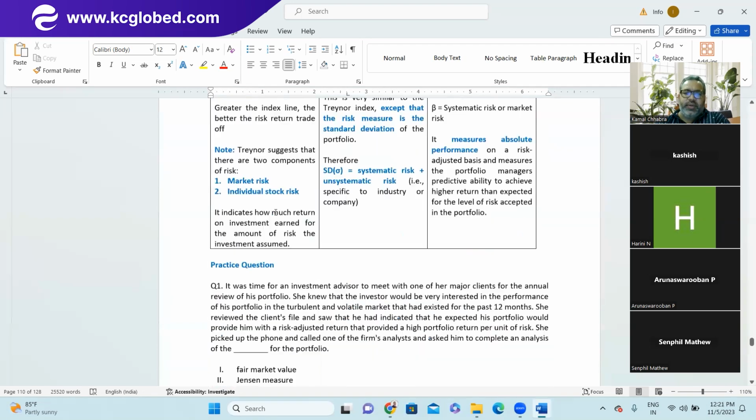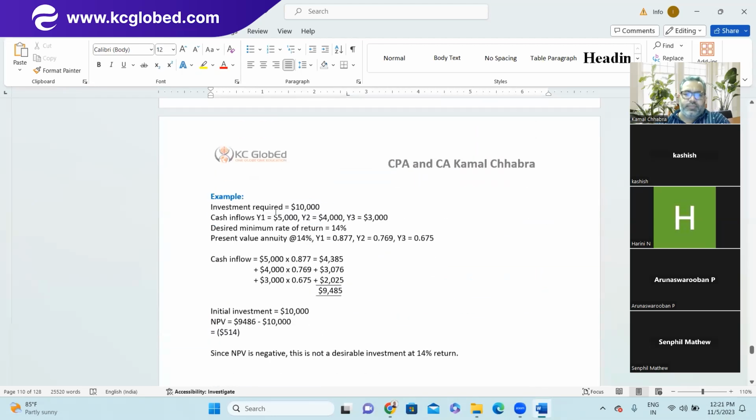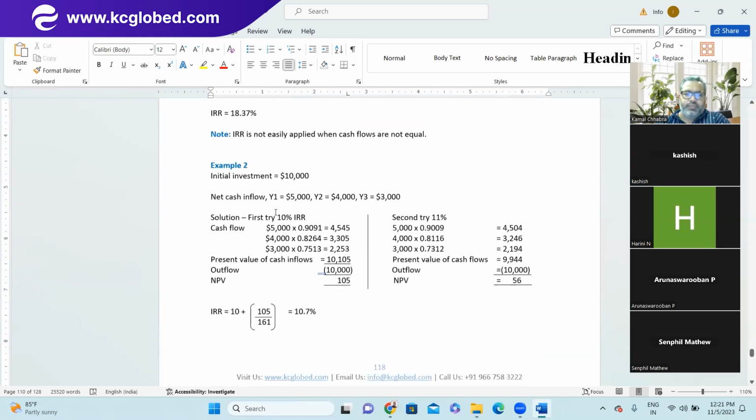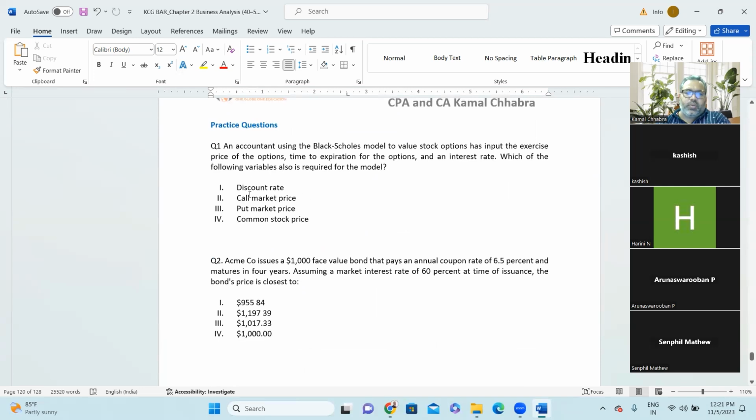So out of these, which option is here? Discount rate, call market price, put market price, not option. These are prices. So common stock price, right? The fourth option is correct. Make sense? Yes sir, it will come in that.